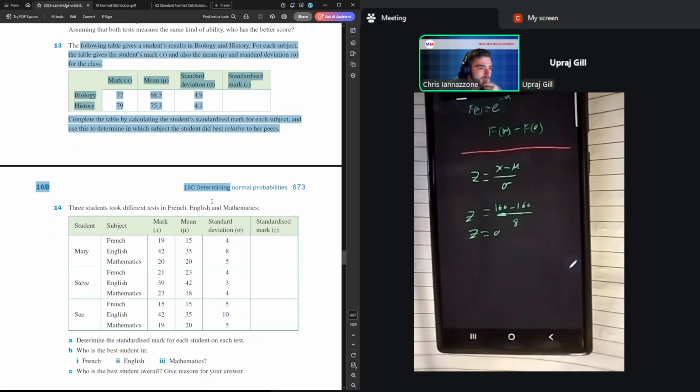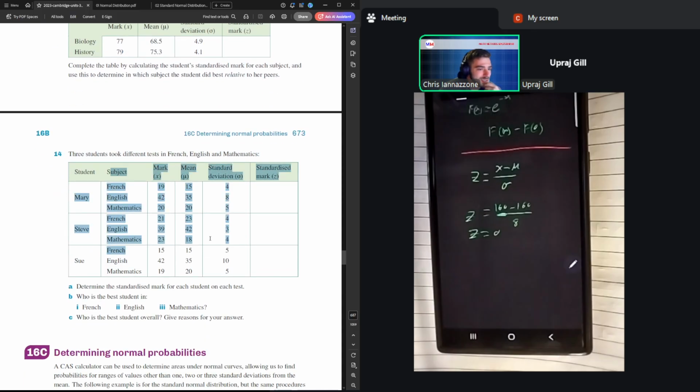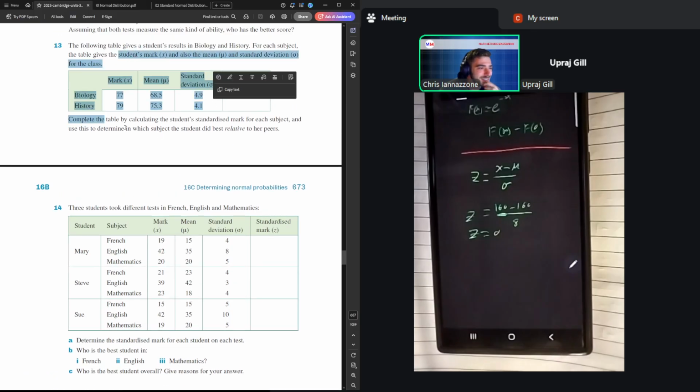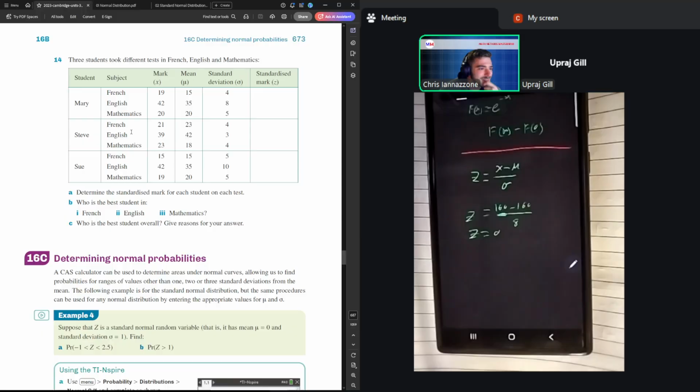13 is just that, but a bunch. Oh, sorry, 14 is that, but a bunch of them. 13 is exactly the same. Not so bad. Yeah, no, it's not bad at all.